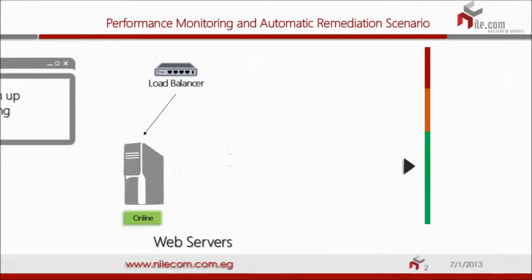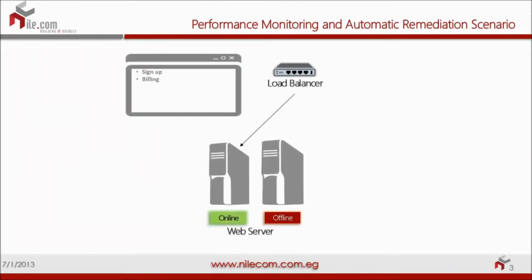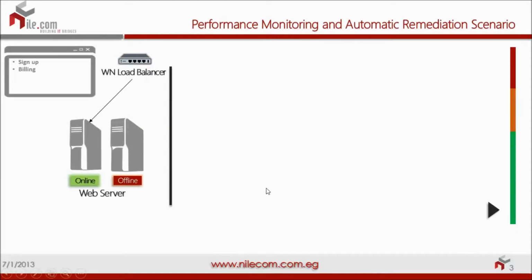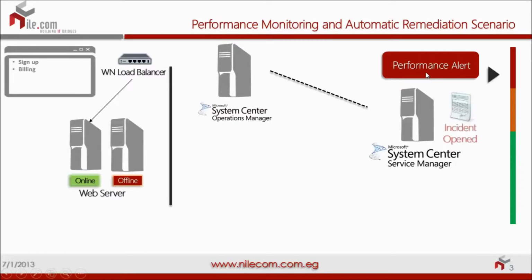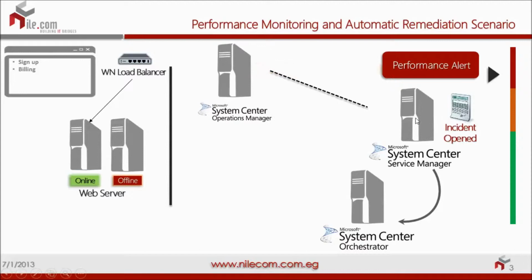What we'll be doing in our lab environment is that we will have an online web server, and for the sake of the demonstration, we will not be provisioning a new web server, but we will have another web server that will be in an offline state. Okay? So what will happen is that we will generate load on this online web server till it crosses the threshold that we have predefined. After this crossing of the threshold, a performance alert will be generated in Operations Manager, and this will create an incident in Service Manager. This incident will trigger an Orchestrator runbook.